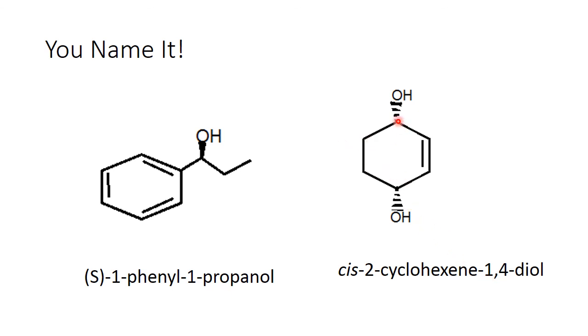1,4-diol. And then, even though you might think this is chiral because it looks like you have 2 chiral atoms, well, you do have 2 chiral atoms. The compound is not chiral because it's a meso compound. See the symmetry that you have, the plane of symmetry between these 2 halves of the molecule. So you don't have to name this R or S. What you would just say is cis-2-cyclohexene.